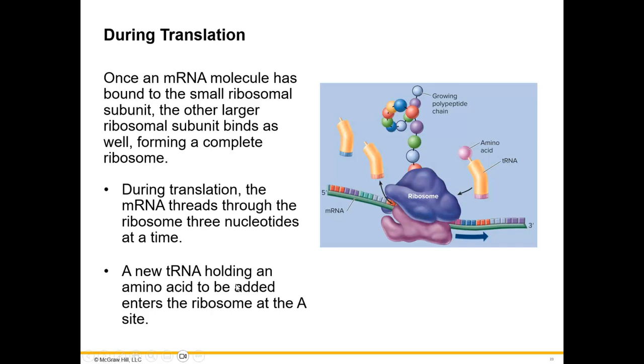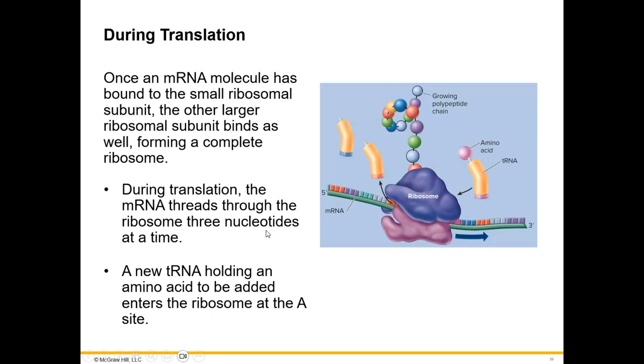Once an mRNA molecule has bound to that small ribosomal subunit, the other larger ribosomal subunit is going to bind as well. And that's what's going to form our complete ribosome complex. During translation, the mRNA is going to thread through the ribosome 3 nucleotides at a time. So you can see it going this way. Our tRNAs are coming in this way. So they're going opposite directions.